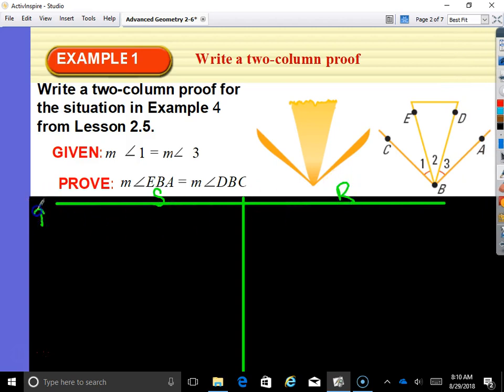All right, so number 1. Given that the measure of angle 1 equals the measure of angle 3, so we're going to write that down, and our reason is given.